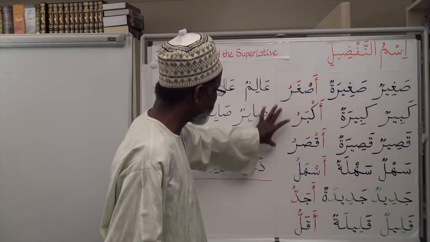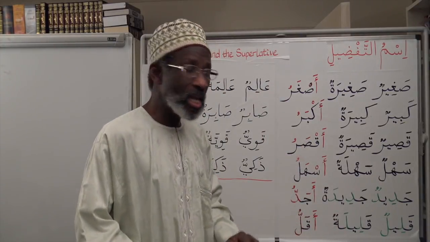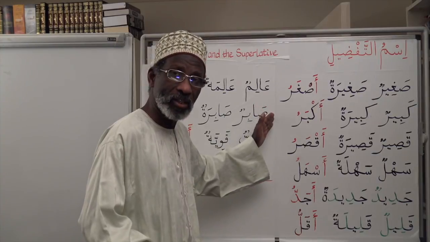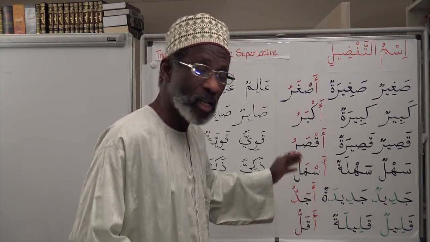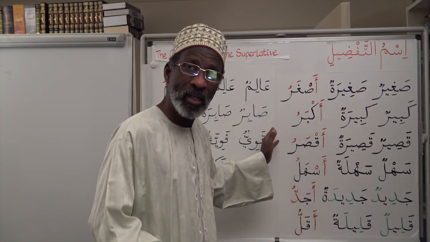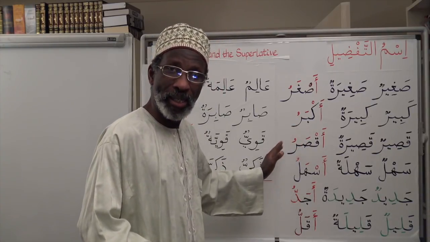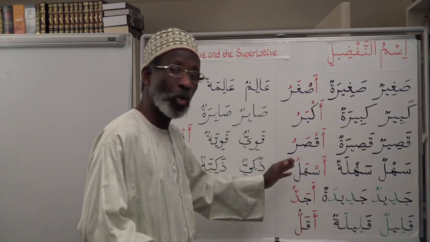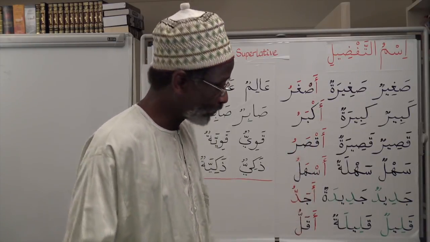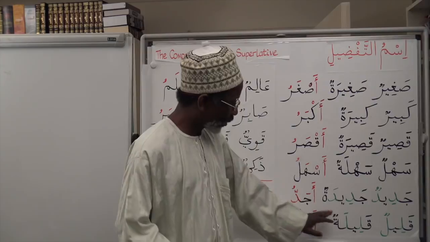And all of them will be followed by min. Asgharu min, smaller than. Akbaru min, larger or bigger than. Aqsaru, shorter than. And ashalu, easier than. Now let's come to the next section.